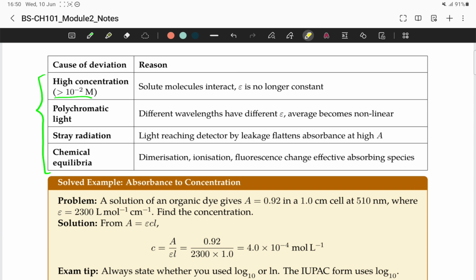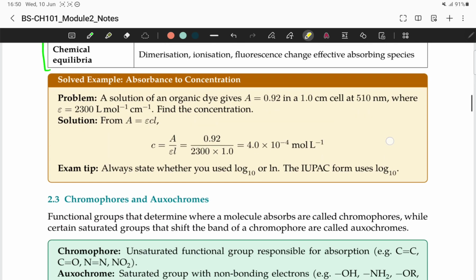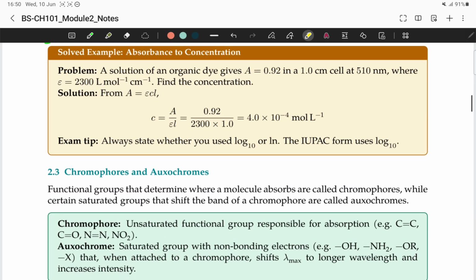I hope every point is clear about the Beer-Lambert law. I told you that from the exam point of view, the numerical is also important. That's why I have given one numerical here. What data can you find here? A solution of an organic dye gives absorbance equal to 0.92 in a 1.0 centimeter cell at 510 nanometer, where epsilon is 2300 liter per mole per centimeter.